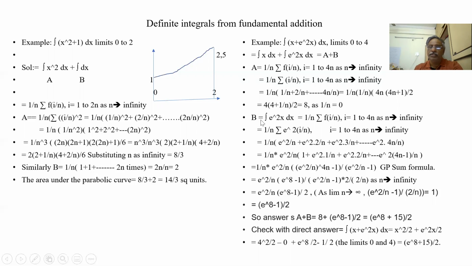So what is the total answer? A plus b. A is 8. This is e to the power of 8 minus 1 by 2. So I am getting e to the power of 8 plus 15 by 2.